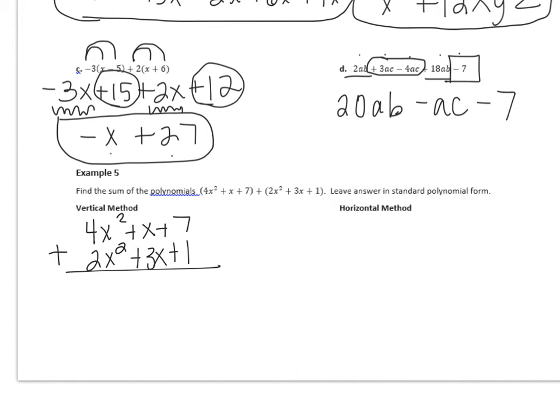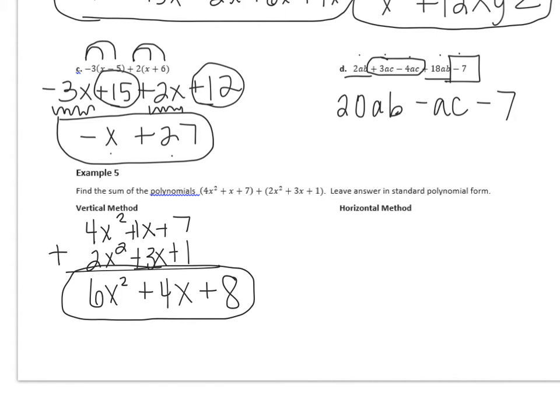4x squared plus 2x squared gives you 6x squared. 1x plus 3x gives you positive 4x, and 7 plus 1 gives you 8. You've got a trinomial. None of those terms are like terms, so you're done. And it's in standard form because it goes from the highest exponent of 2 down to no exponent at all.